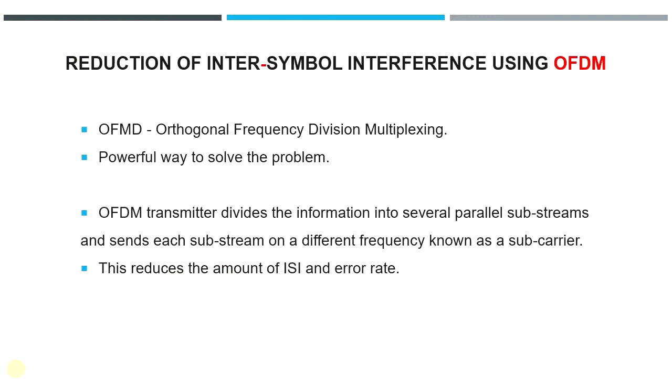Orthogonal Frequency Division Multiplexing, or OFDM, is a powerful way to solve the problem. Instead of sending the information as a single stream, an OFDM transmitter divides the information into several parallel substreams, and sends each substream on a different frequency known as a subcarrier. But if the total data rate stays the same, then the data rate on each subcarrier is less than before, so the symbol duration is longer. This reduces the amount of ISI and the error rate.